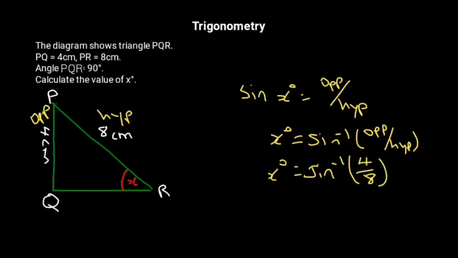So we have 4 into 4 is 1, and then 4 into 8 is 2. So that's a half. Now calculating sin inverse of a half, we have x degrees is equal to 30. And that is our final answer.